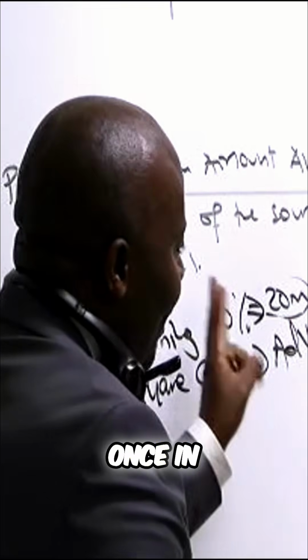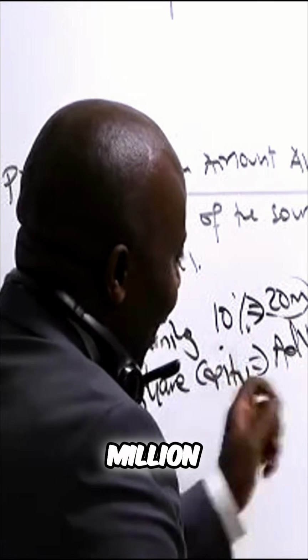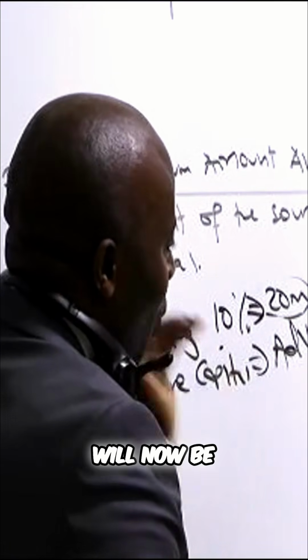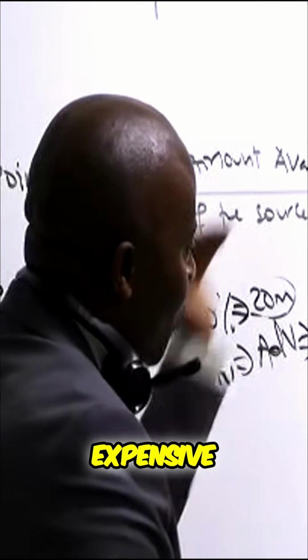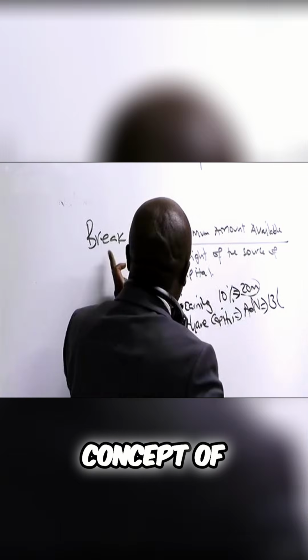10%. Once you exploit your 20 million, then automatically you will now be able to go to an expensive source. So you're breaking to an expensive source. That is the concept of breakpoint.